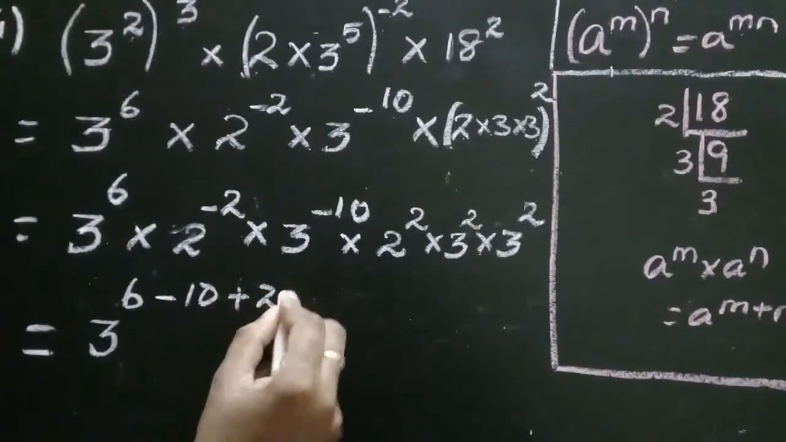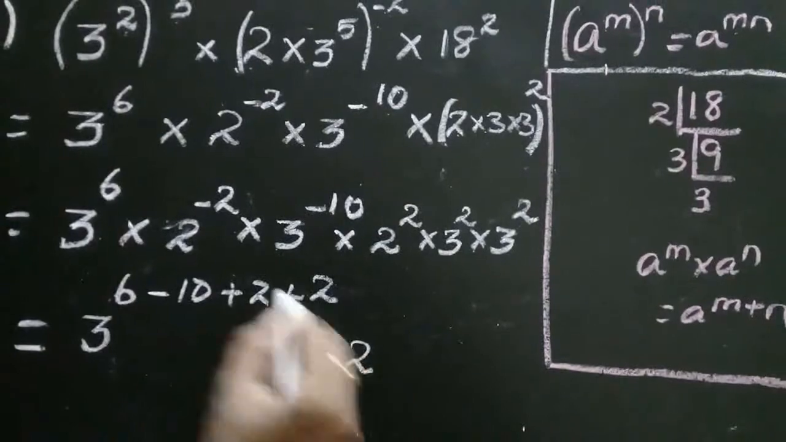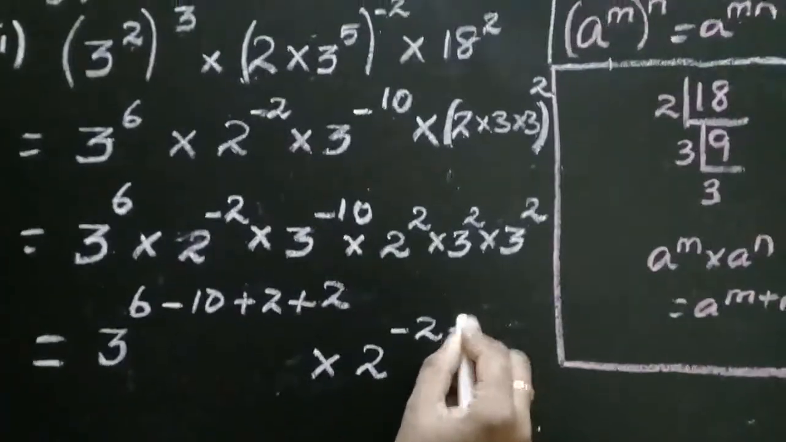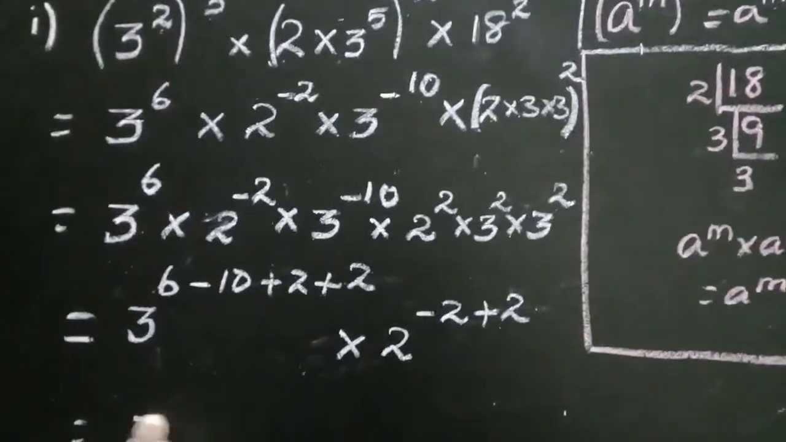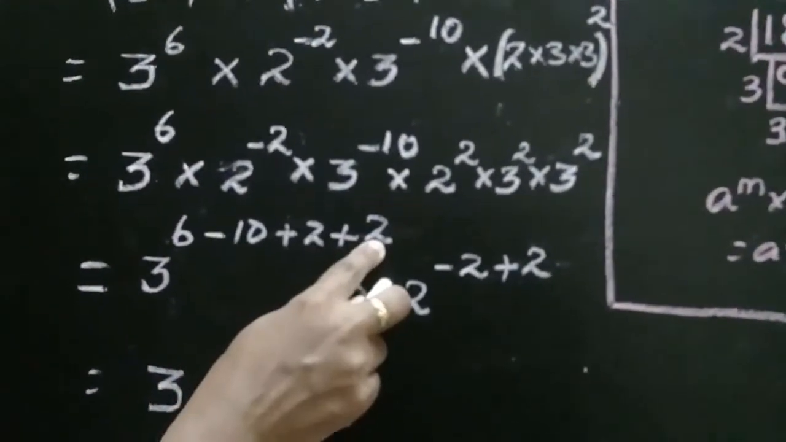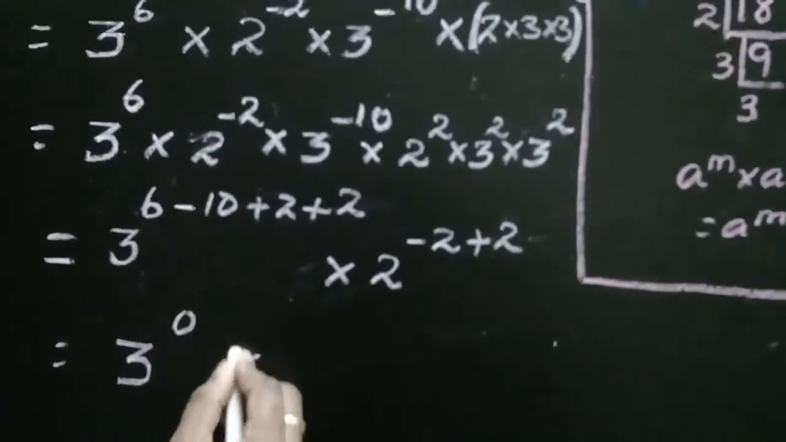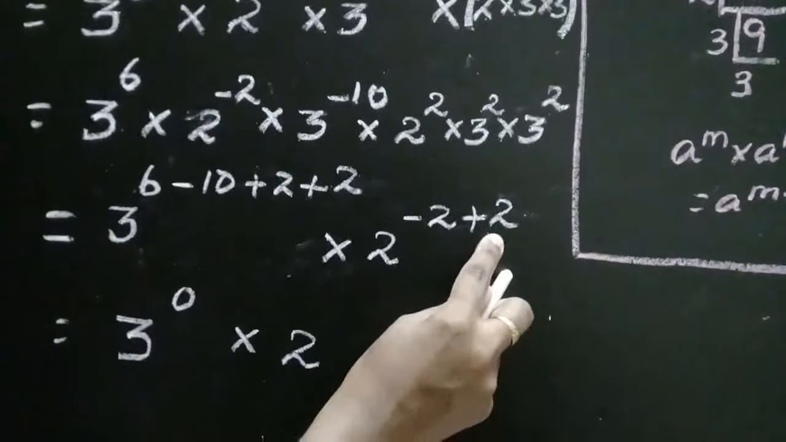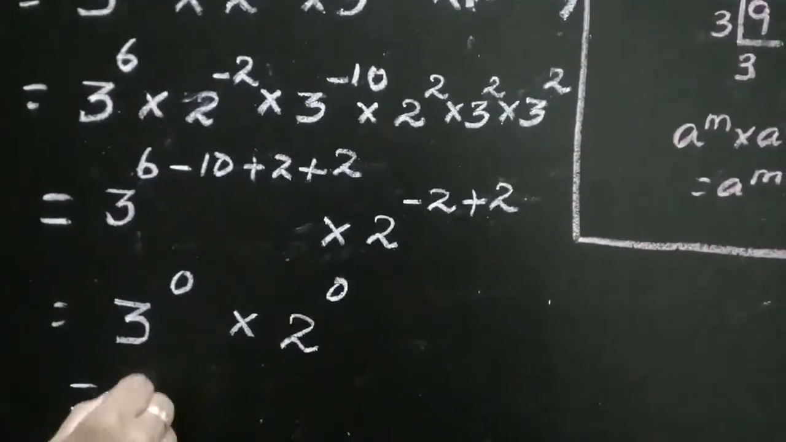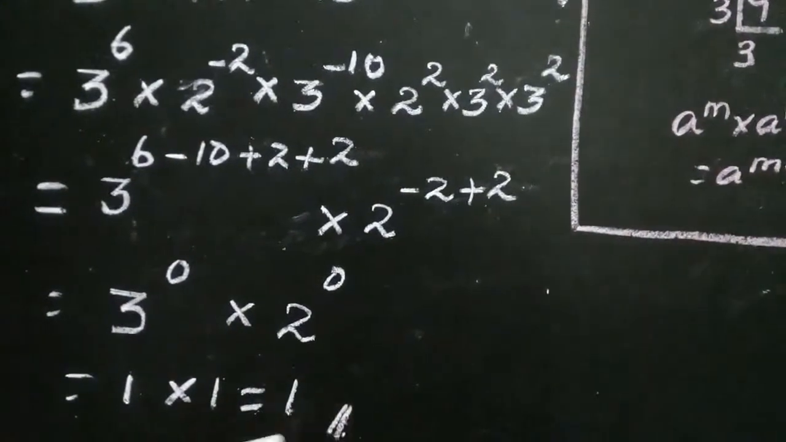So 2 plus 2, into 2 power minus 2, here plus 2. So minus 2 plus 2. So 3 power, 6 plus 2 is 8, 8 plus 2 is 10. So plus 10 minus 10, the answer is 0, into 2 power plus 2 minus 2, the answer is 0. So anything power 0, the answer is 1. So 1 into 1 equals 1. So this is the answer.